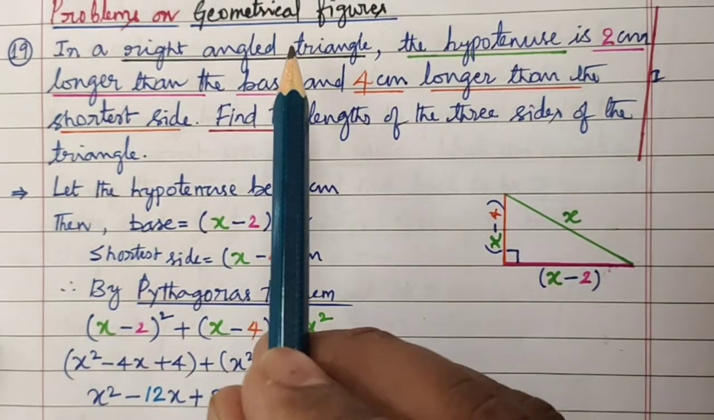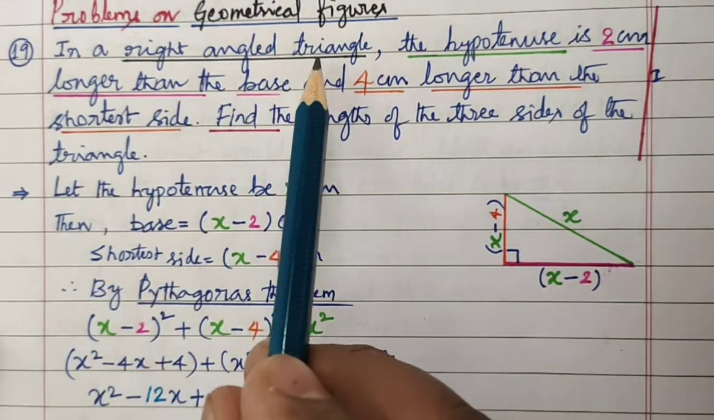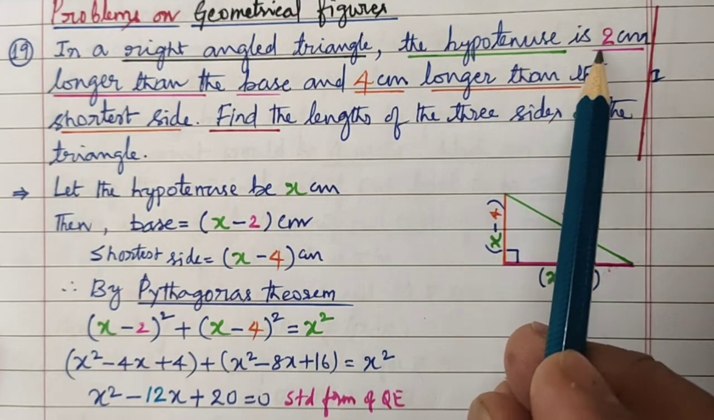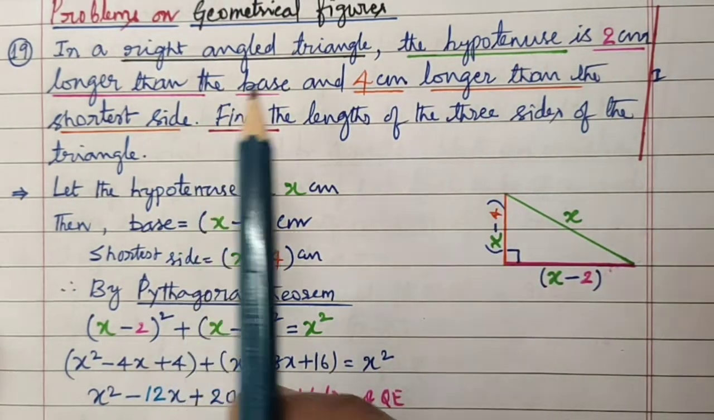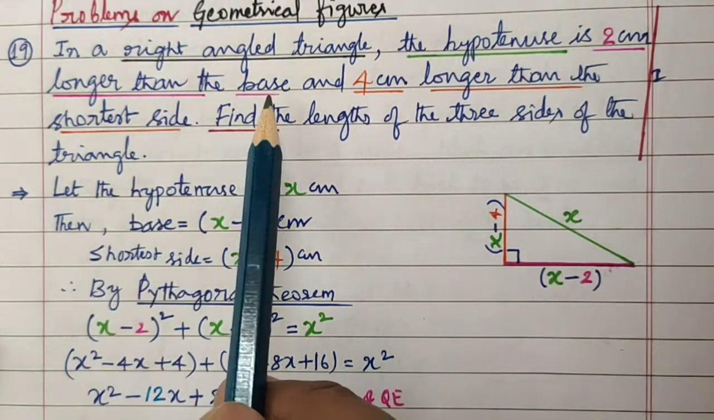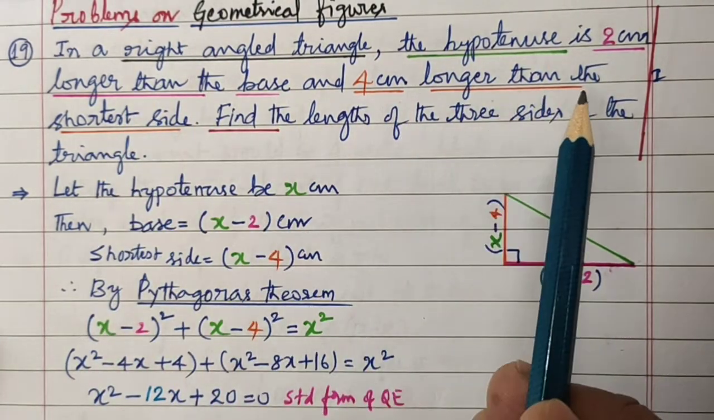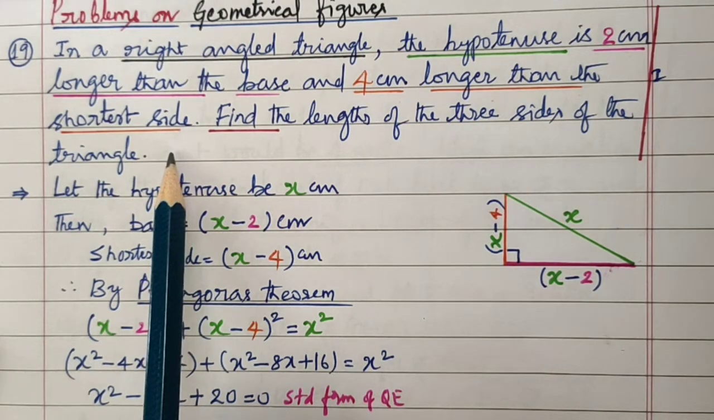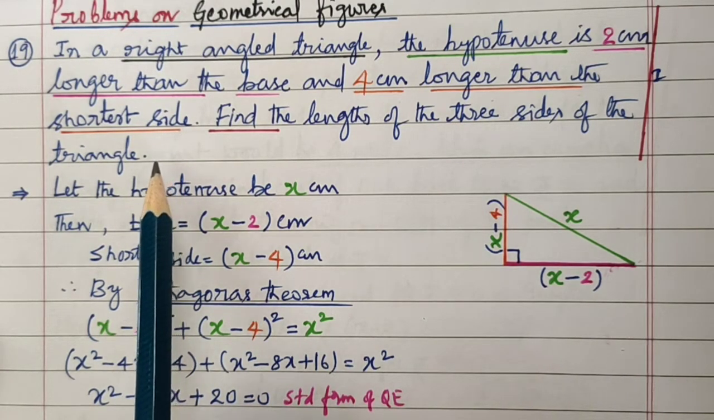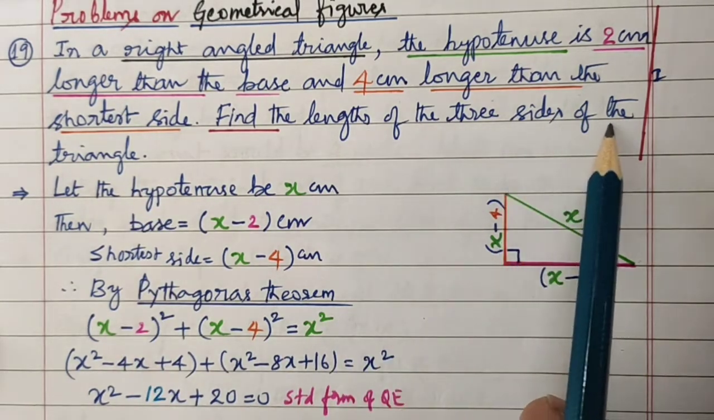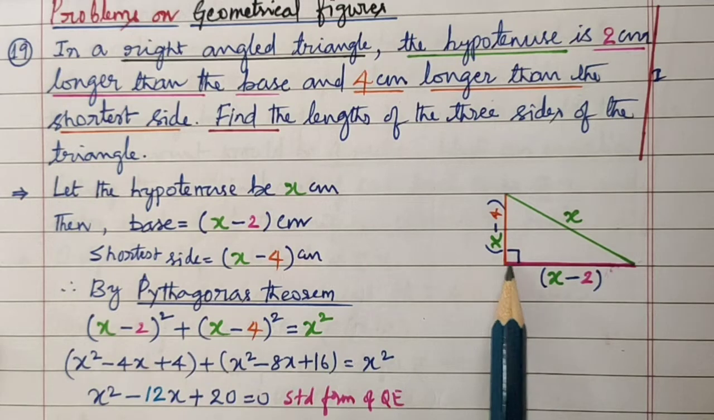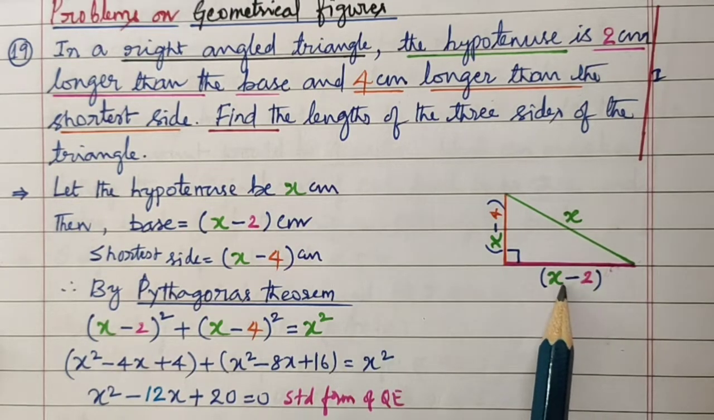Problems on geometrical figures. In a right angle triangle, the hypotenuse is 2 centimeters larger than the base and 4 centimeters larger than the shorter side. They have given the hypotenuse in terms of the base and the shorter side. Find the lengths of the three sides of the triangle. This is the right angle triangle, this is the hypotenuse, this is the base.